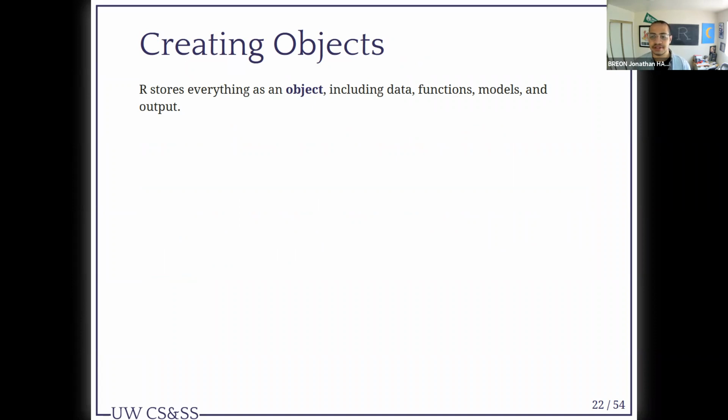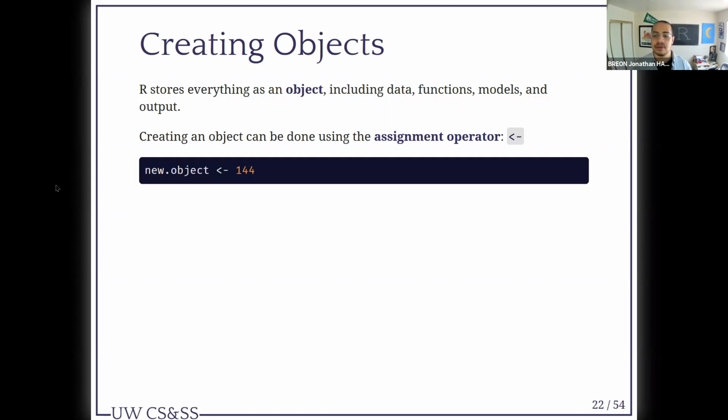About creating objects. R stores everything as an object, including data, functions, models, and output. Creating an object can be done using the assignment operator, which looks like an arrow pointing to the left here. So for instance, you can make an object called new.object and use the assignment operator to assign it to the number 144.